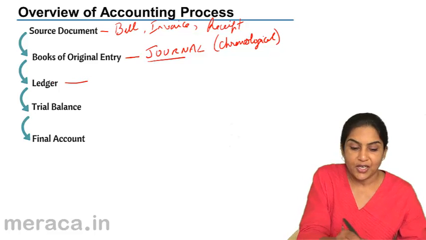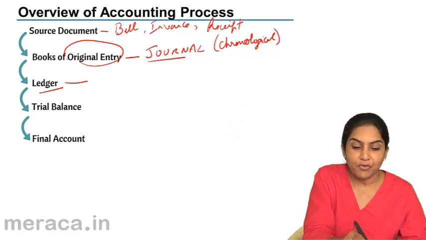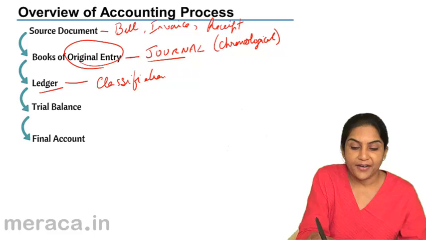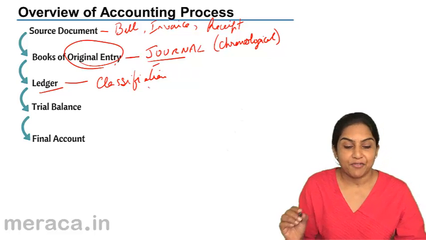So we have a journal, we have a ledger. This is a book of original entry, and here we have a classification. We had a recording here, we have a classification here.